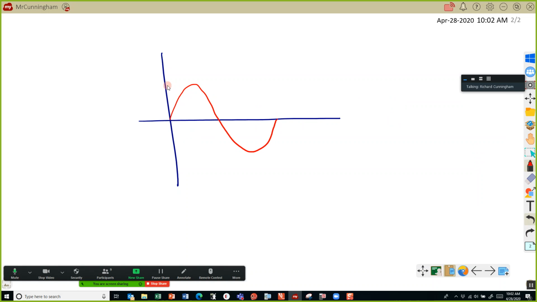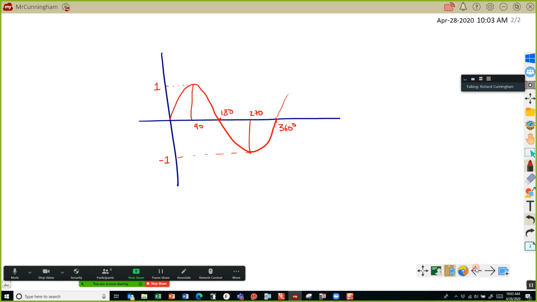It goes as high as, what's the maximum? 1, goes as low as -1. It repeats every how many degrees? Yeah, every 360 degrees, because this will keep going up and round and down again. Halfway is 180. In here we've got 90, and in here we've got 270. And you have to know this in terms of radians as well.